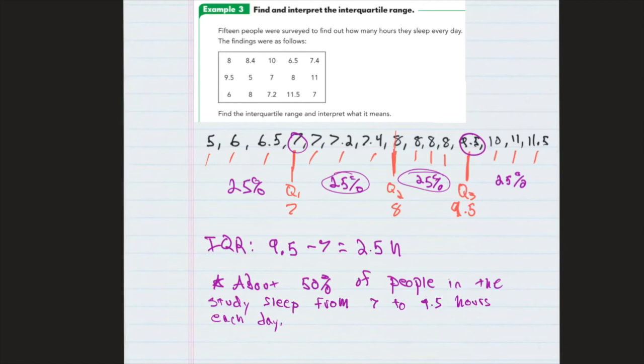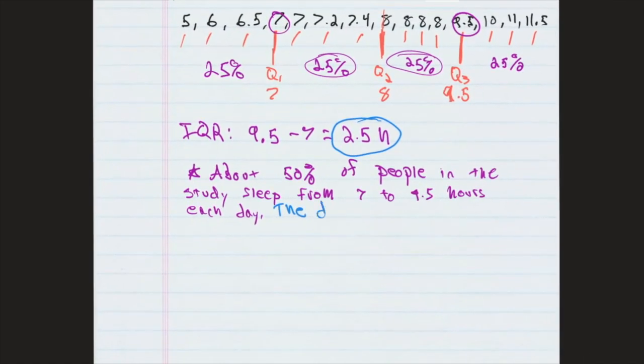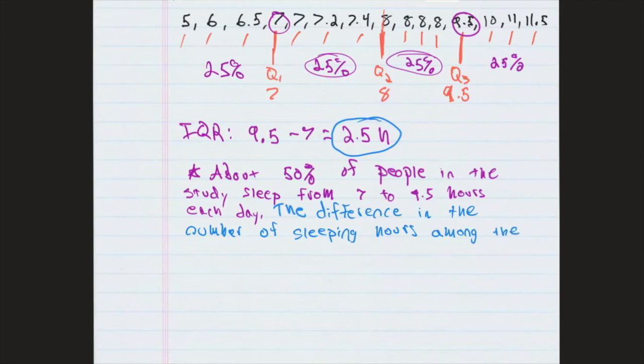The difference in the number of sleeping hours among the middle 50% of the people is at most 2.5. Okay. So this one's kind of important because this is really what explains that number. We'll do it in blue. Okay. The difference, let me scroll down a little bit. The difference in the number of sleeping hours among the middle 50% is at most 2.5 hours.